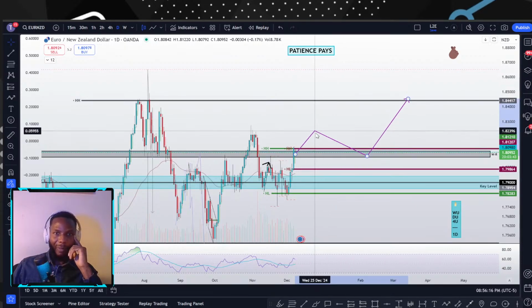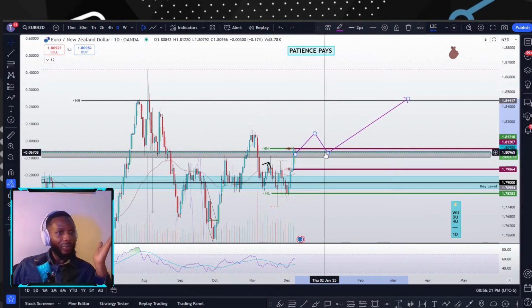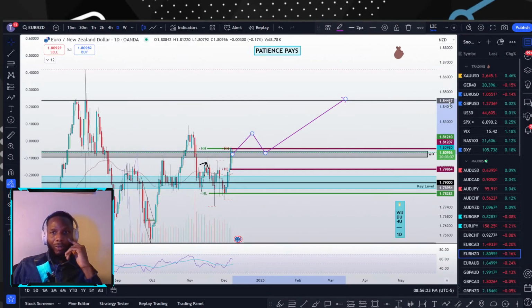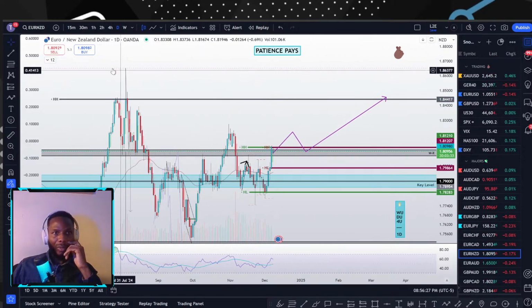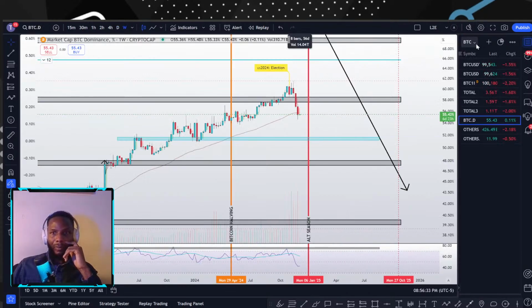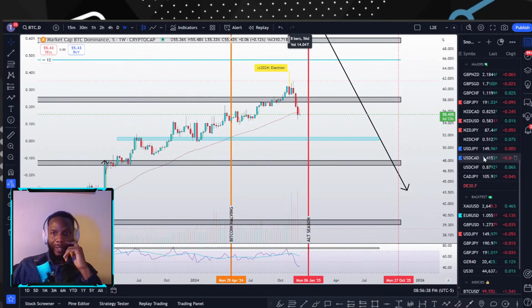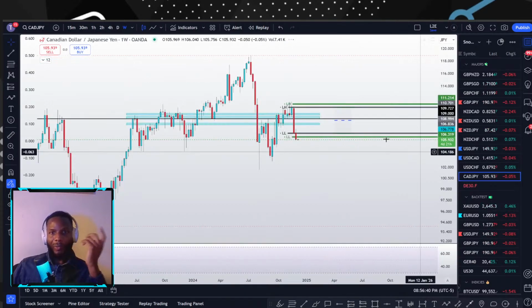And then we'll come back to this and see if this actually happens. I will show you the trade that I took from last week now, which was CAD JPY. So just remember this one. This was the Euro New Zealand. I'm just going to keep that there and go to CAD JPY, because this was the trade that I took.